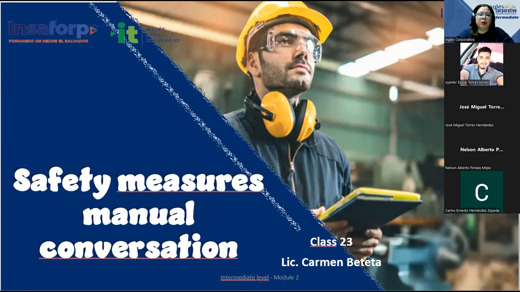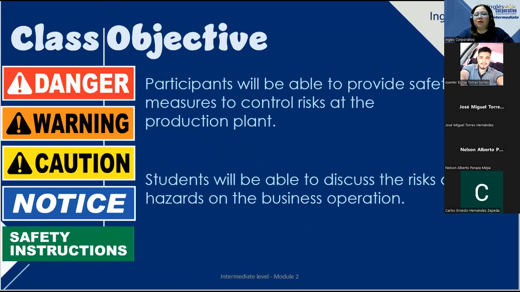And this will be in the context of a conversation, okay? The objective for today, we have two because we have to combine the present perfect and passive voice with the new topic, right? The participants will be able to provide safety measures to control risks at the production plant. And also you will be able to discuss the risks and hazards on the business operation. Remember that the business operation is not only in a production plant.